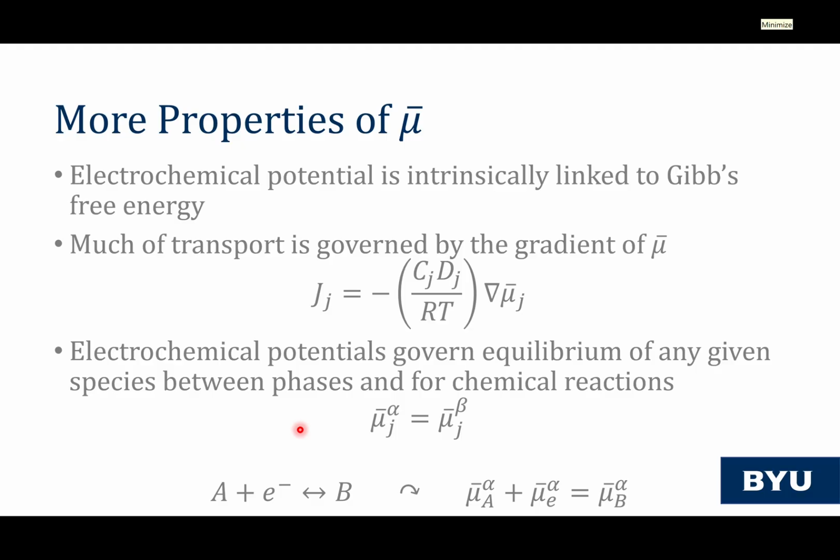And then electrochemical potentials govern the equilibrium of any given species, and they also govern how chemical reactions happen. So we could write out the equilibrium between phases here, between phase alpha and phase beta, and the equilibrium of this reaction we could write out this way.